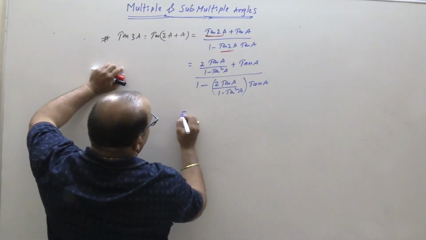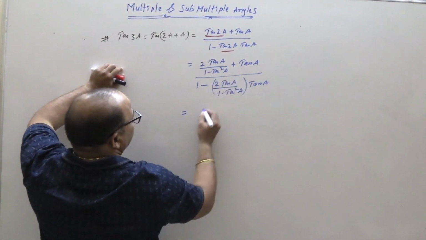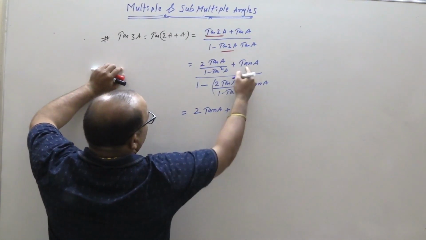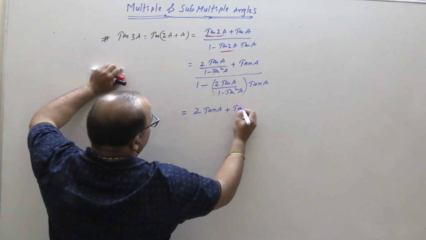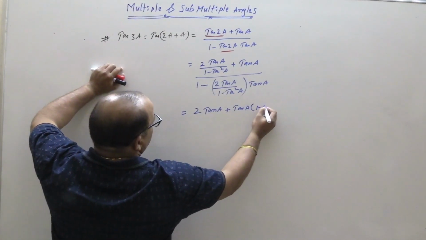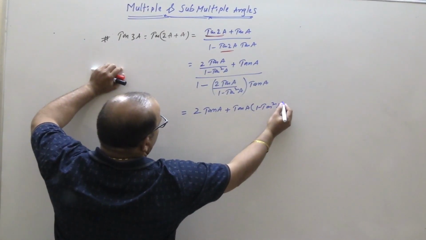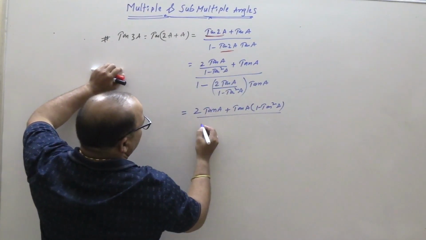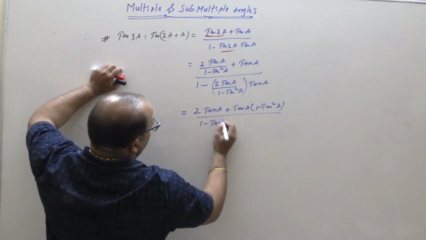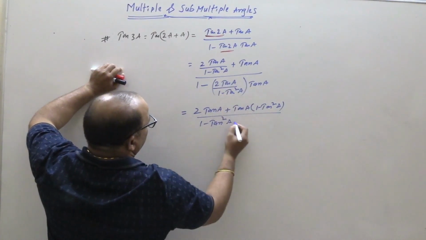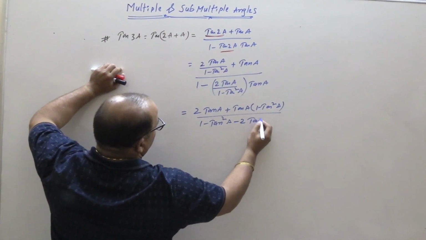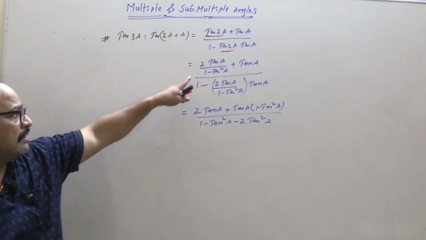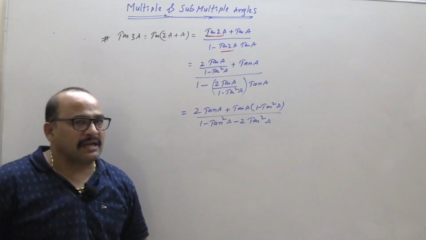Take the LCM: 2 tan a plus tan a times 1 minus tan square a, upon 1 minus tan square a, cross multiplying. 1 minus tan square a. Be careful: minus 2 tan square a. Students, 1 minus tan square a and 1 minus tan square a, this part and this part will be cancelled.